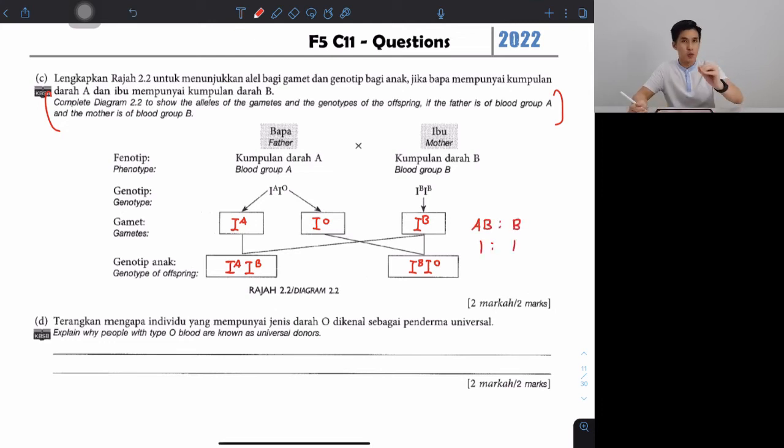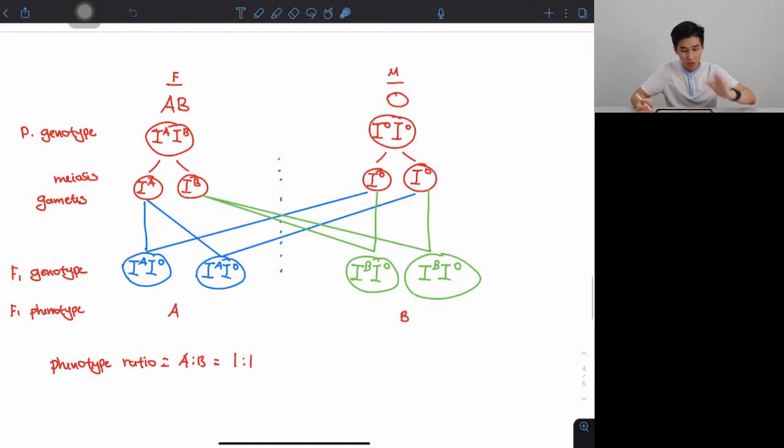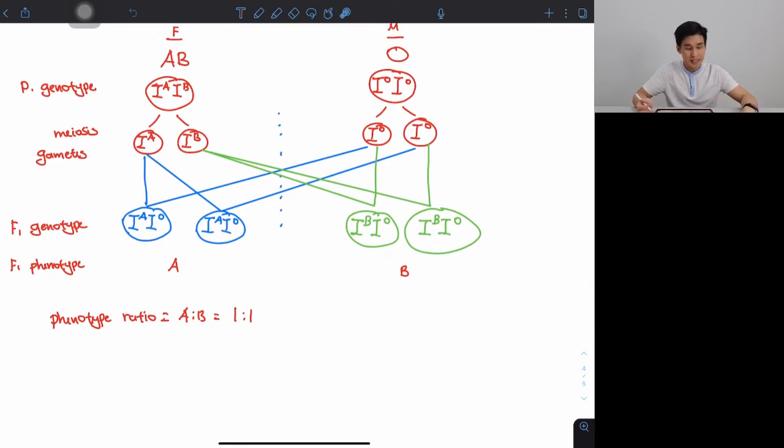So for the ratio in blood group, you only need to write the ratio of the blood groups that are present. There's no A and no O, so we don't have to include them in the ratio over here. Same with what we did over here just now. Understand?